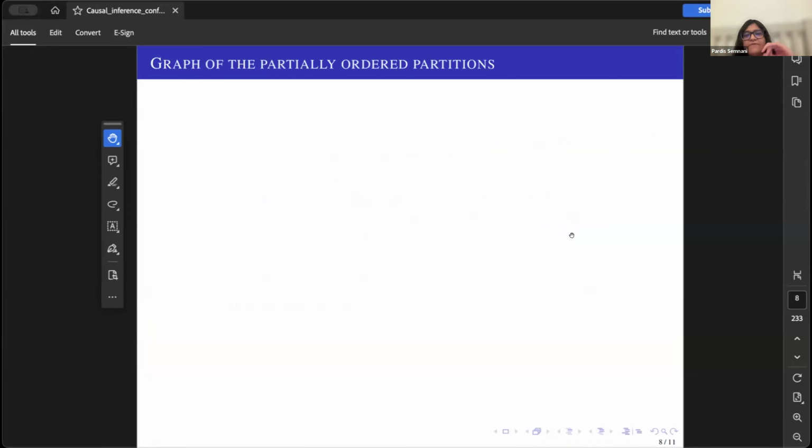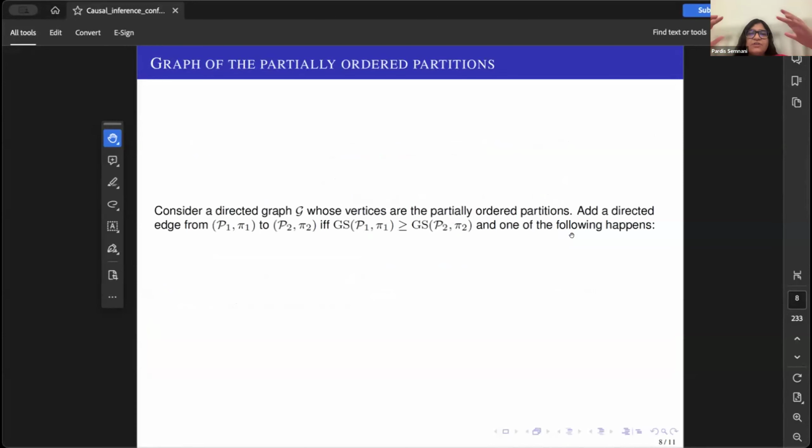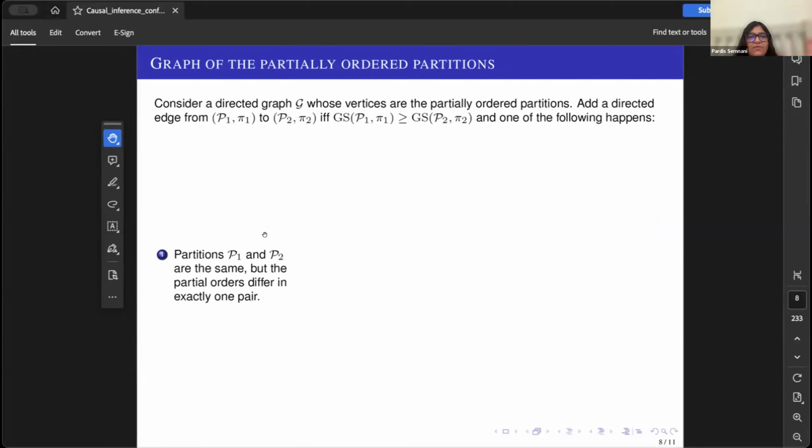We first form a graph where the vertices are the partially ordered partitions, and the edges between different partially ordered partitions are defined as follows. We connect two partially ordered partitions if they differ in some slight structure. So with these three rules, we connect P1, pi 1 to P2, pi 2 if and only if the partitions P1 and P2 are the same, but the partial orders differ in exactly one pair.